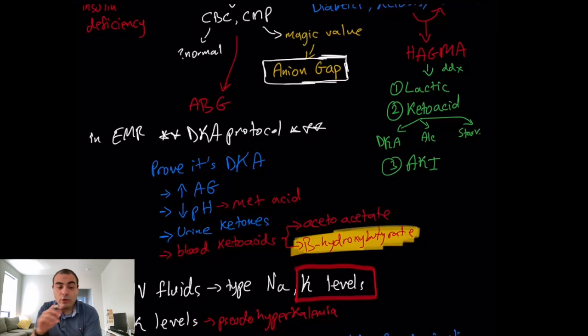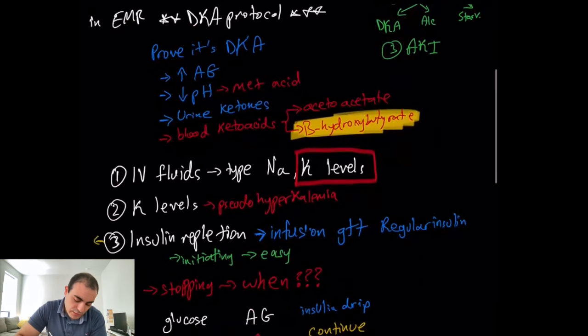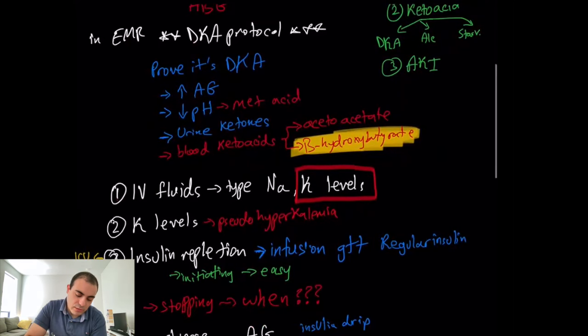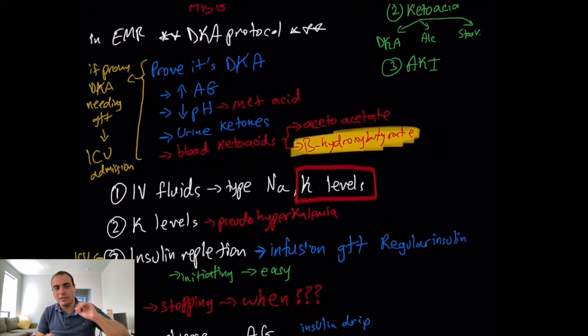Remember, these people are on an insulin drip. You're starting an insulin drip. Insulin drip essentially is ICU only. So if proven DKA and needing an insulin drip, it needs ICU admission. And it's going to be the easiest admission for you in the ICU because it's all protocolized. You're just going to put in the order set and follow the anion gap every 2 hours or every 4 hours, whatever. And then it's going to be easy.